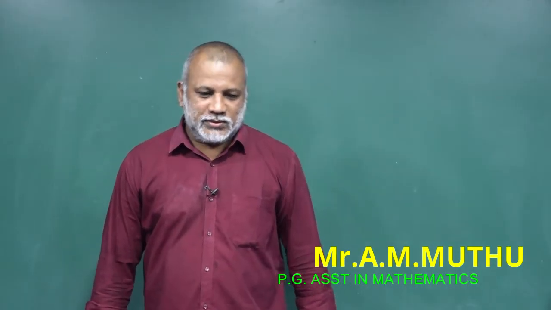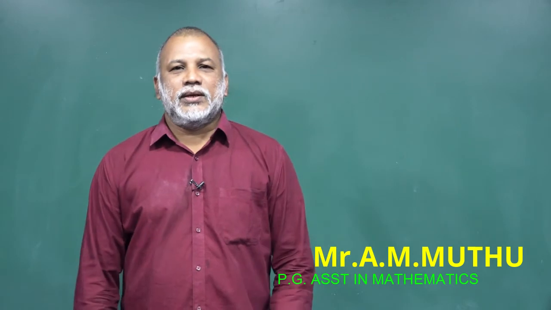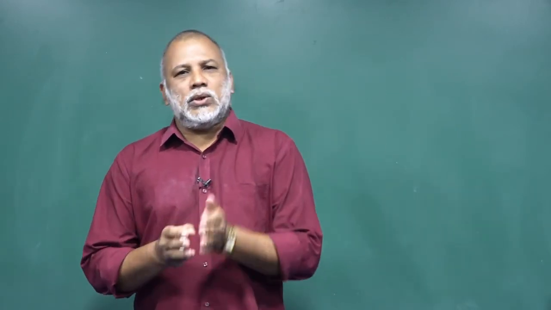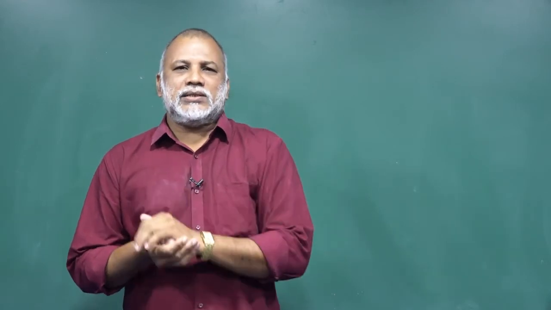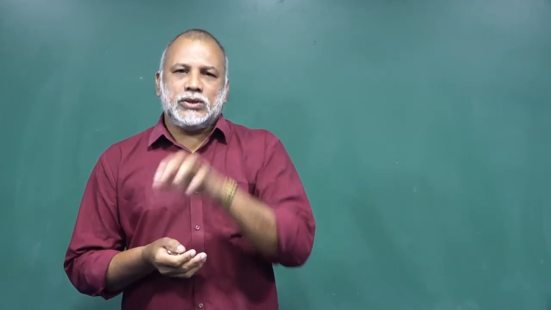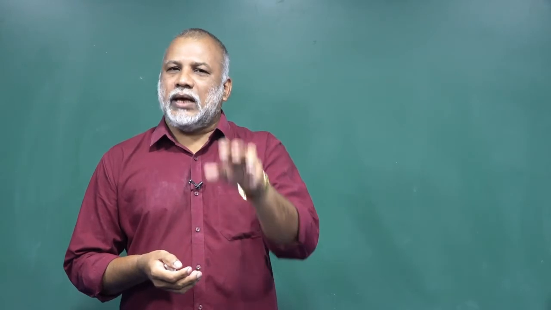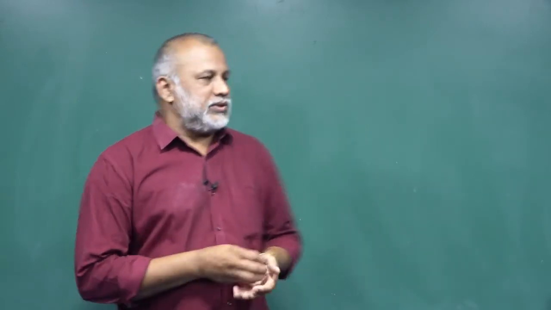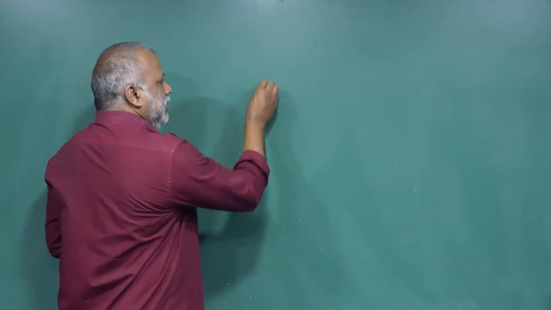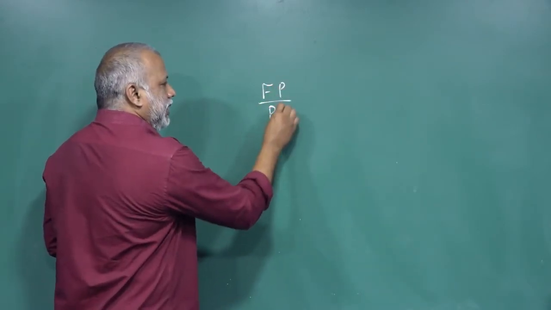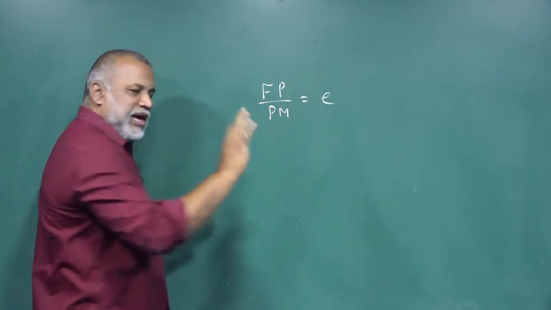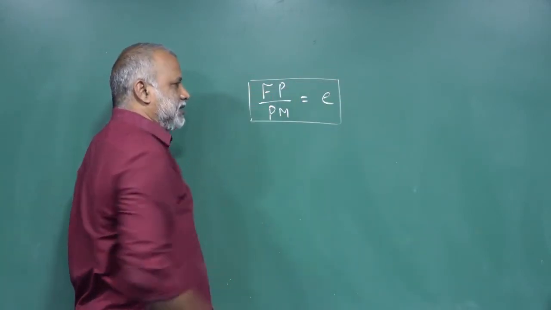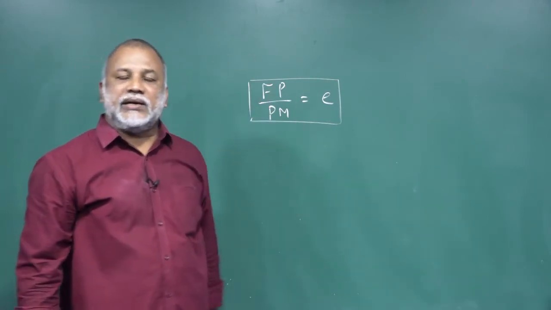Good morning, students. So far we discussed all the basic concepts in parabola and also all the basic concepts in ellipse. Today we are going to discuss hyperbola. From the basic definition of conic, we already discussed FP by PM equal to E. This is the basic definition of conic. Here F is called focus and L is the directrix.